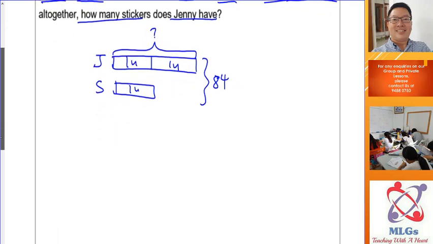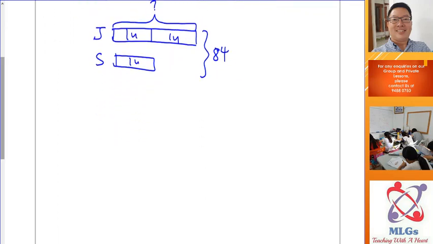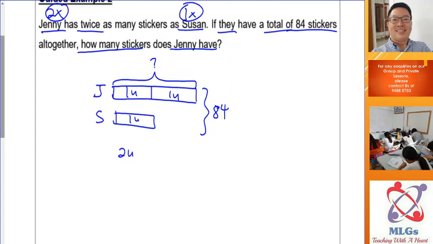So let's study the model and see what we can do. You look at the model and you can see all the units. How many units do they have altogether? Jenny has 2 units, and Susan has 1 unit, and in total they have 3 units. And 3 units is also the same as 84. So can you find 1 unit? 84 divided by 3, and your 1 unit is equal to 28. That is the purpose of model drawing, to make units out of the model and then find what is 1 unit, because you can find the answer soon.